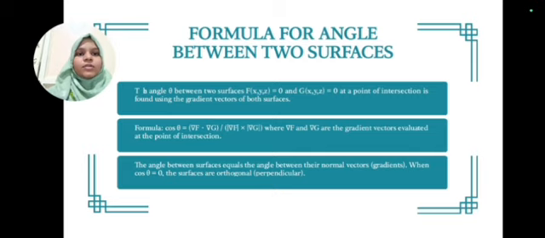Cos theta is equal to del f dot del g divided by modulus of del f into modulus of del g, where del f and del g are the gradient vectors evaluated at the point of intersection. The angle between surfaces equals the angle between their normal vectors, the gradients. When cos theta is equal to 0, the surfaces are orthogonal, perpendicular.